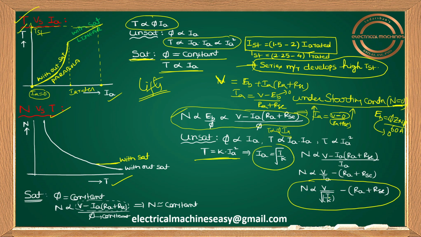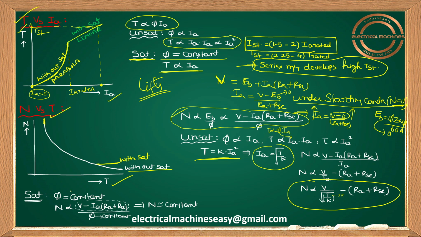Guys, please try to see: whenever torque is zero, tell me what about the N value? Infinite. That's why this curve does not touch the y-axis at all. It starts from the infinite portion like this. And if there is no saturation, as torque increases, the N value reduces in a rectangular hyperbola like this, without saturation. And what about with saturation?